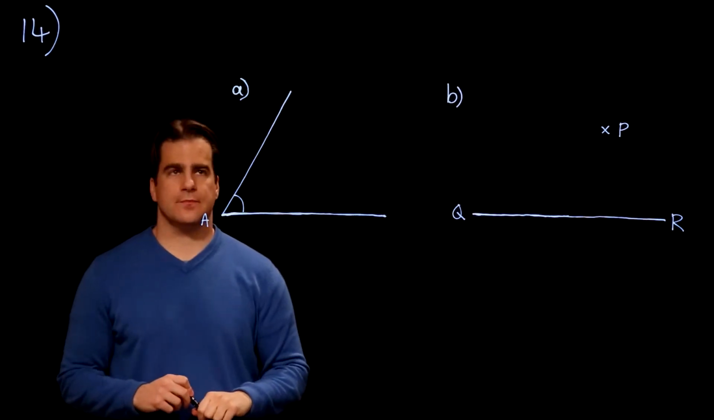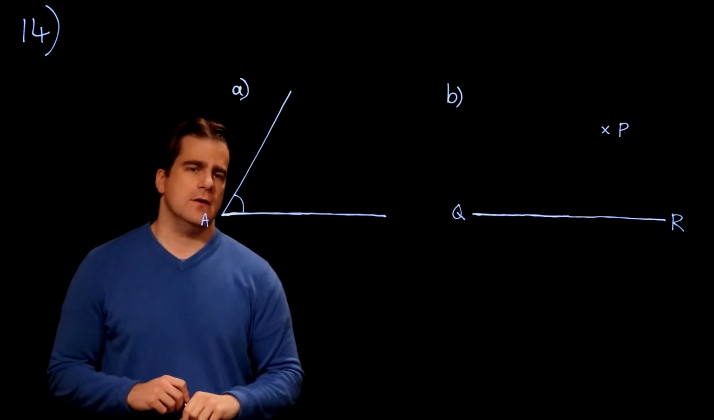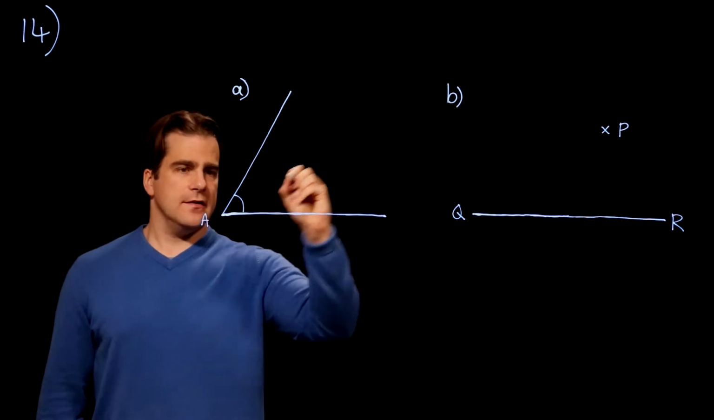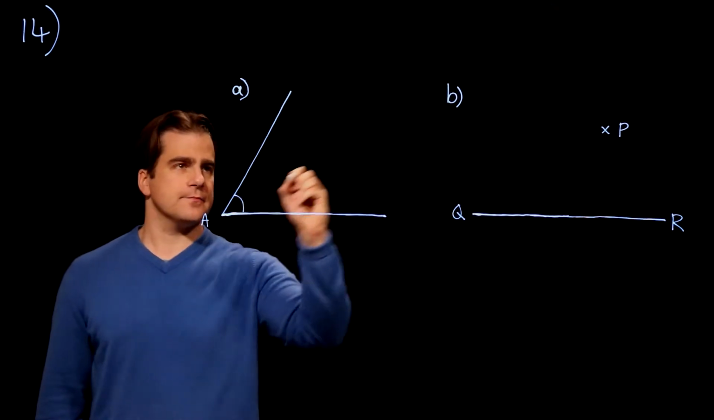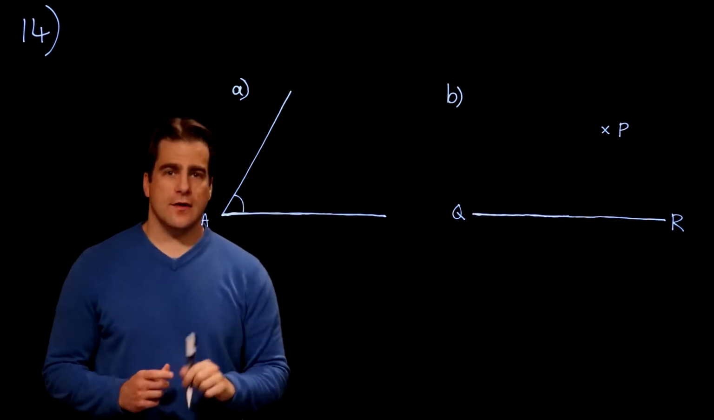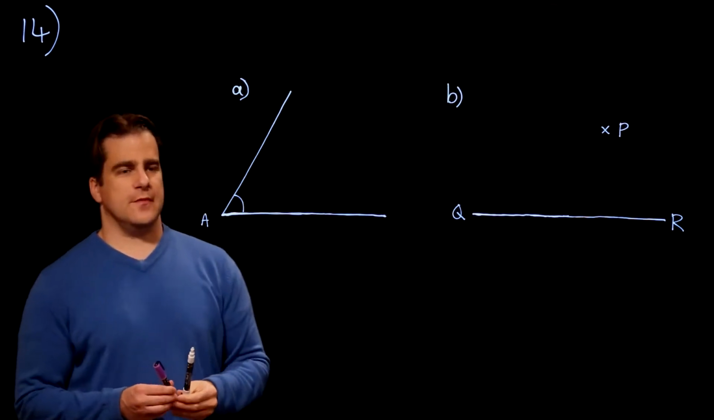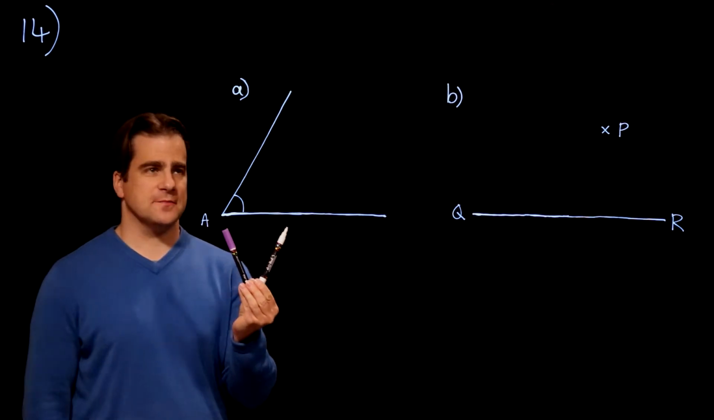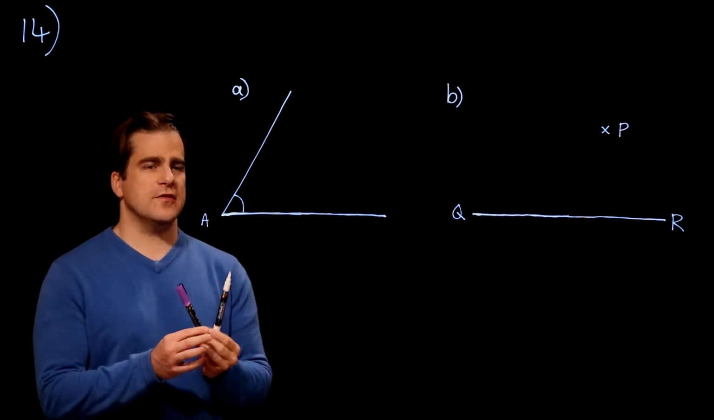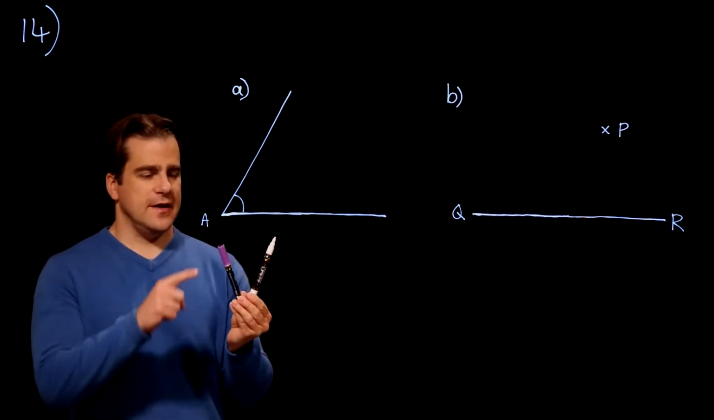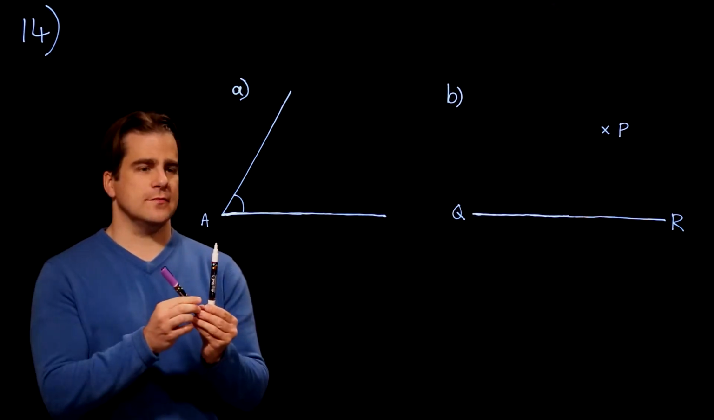Question 14, part A. We have to use a ruler and compass to bisect this angle here at A. Now, I don't have a compass, so I'm going to use these pens. Can you pretend that this is a compass? So here's the spiky bit and there's the pencil.